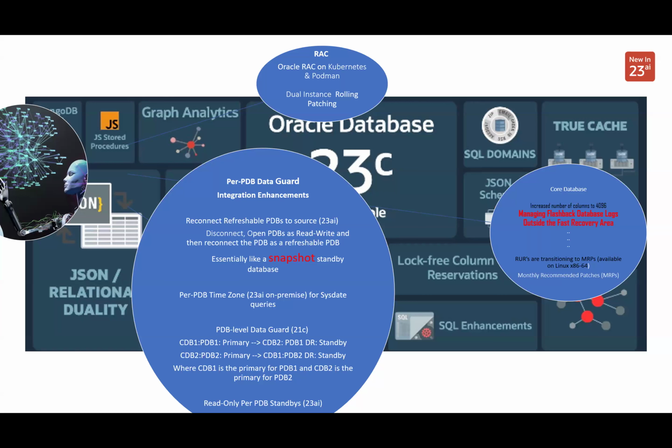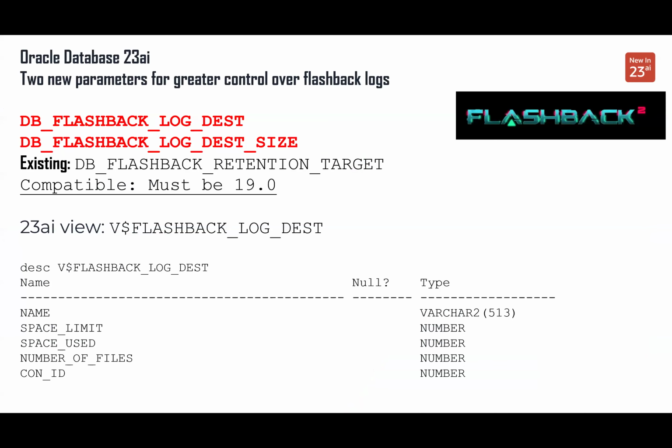Also in 23ai, we have this concept of Oracle being able to manage flashback logs outside the FRA. Remember, we always recommended two disk groups, data and FRA. And in the FRA or the reco disk group, that's where everything else went to, from archive logs, flashback logs, etc. Now we have two additional initialization parameters, and also we can manage flashback logs outside the FRA. And if you're on Linux now, Oracle provides you monthly level patches. The two parameters that I mentioned before are DB_FLASHBACK_LOG_DEST and DB_FLASHBACK_LOG_DEST_SIZE. And we have a new view called V$FLASHBACK_LOG_DEST.